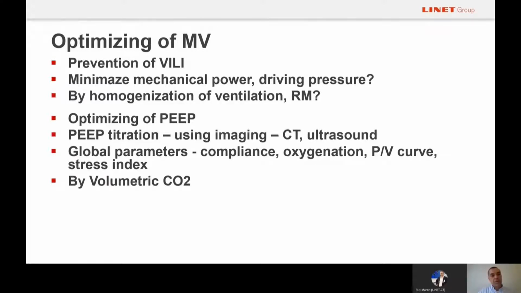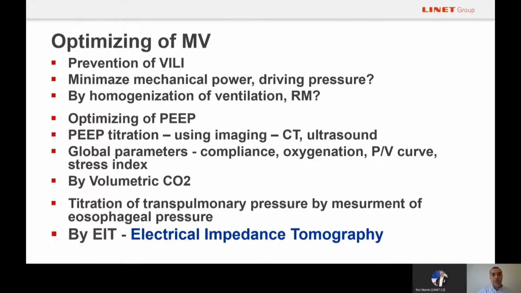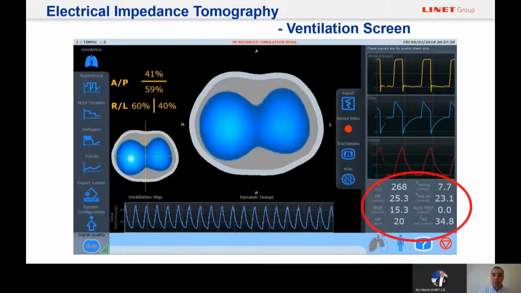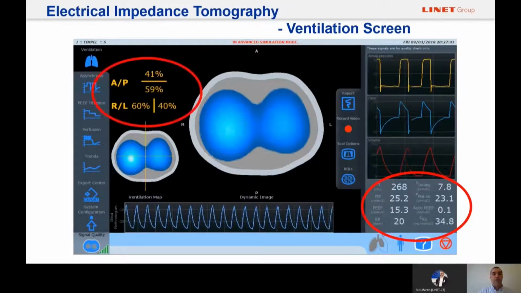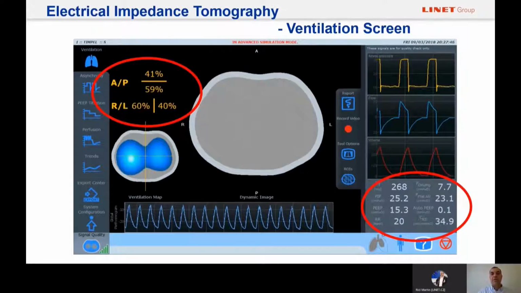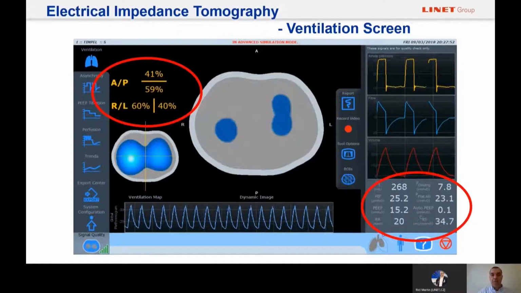We can optimize PEEP by volumetric capnography, by titration of transpulmonary pressure, and measurement of esophageal pressure. But now we have an excellent method for how to do it the best way. The best way is optimizing the PEEP by electrical impedance tomography. Electrical impedance tomography brings us global information about ventilation, some information about distribution, but the miracle is that we can see what happens online in the lung, breath by breath.